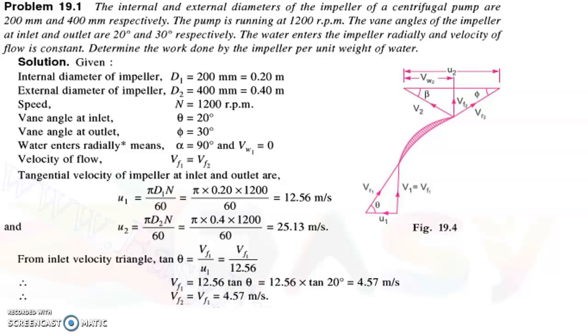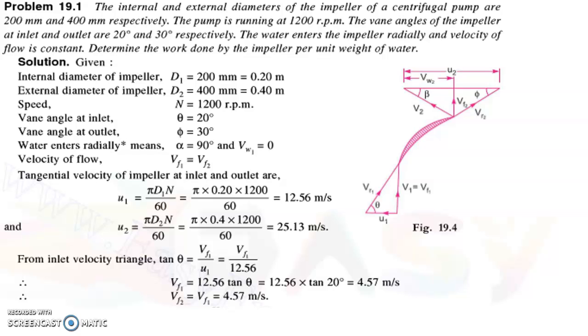So the problem is: the internal and external diameters of the impeller of a centrifugal pump are 200 mm and 400 mm respectively. The pump is running at 1200 rpm. The vane angles of the impeller at inlet and outlet are 20 degree and 30 degree respectively. The water enters the impeller radially and velocity of flow is constant. Determine the work done by the impeller per unit weight of water.